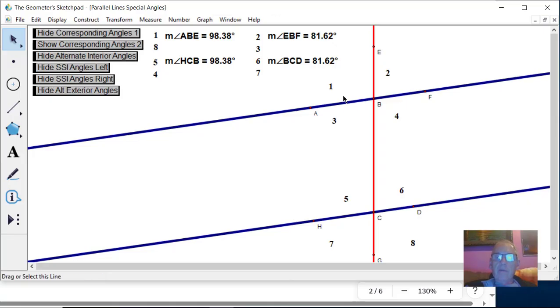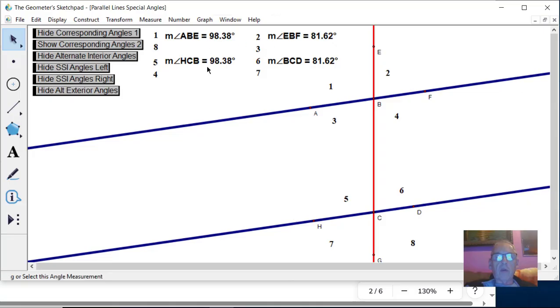So here's one set of corresponding angles. Angle 1 and angle 5. Okay, same side to the left and above. So angle 1 and angle 5 are a pair of corresponding angles. And angle 2 and angle 6 are a pair of corresponding angles. Angle 2 and 6 are to the right of the transversal line, which is the red line, and they're both above the parallel lines. So 1 and 5 are a pair of corresponding angles, and 2 and 6 are a pair of corresponding angles.